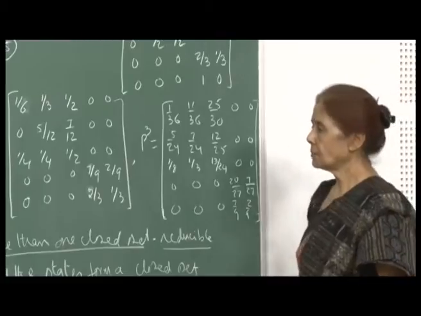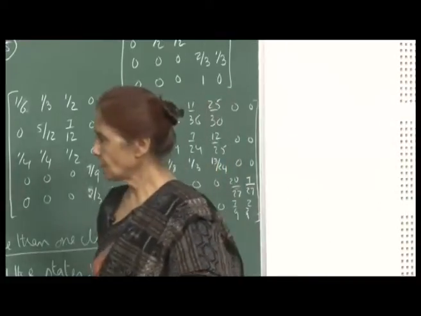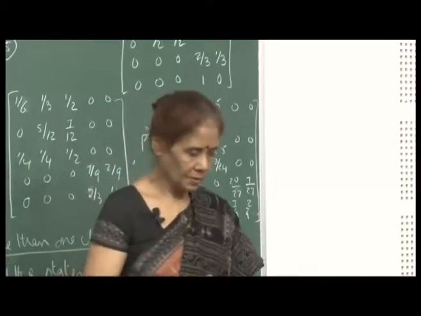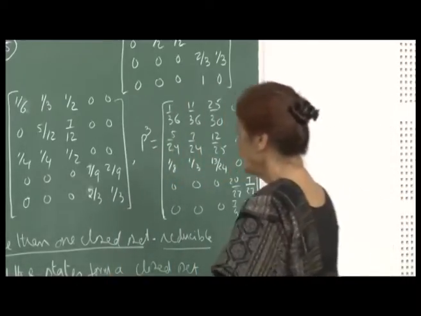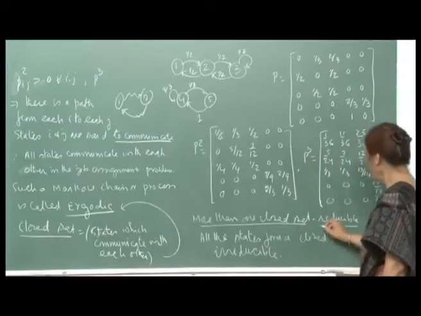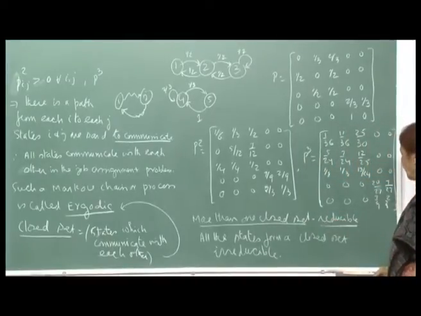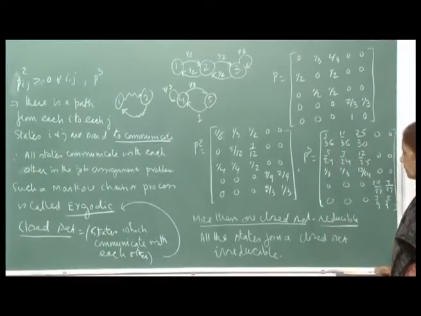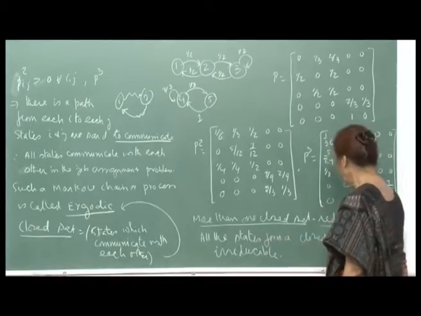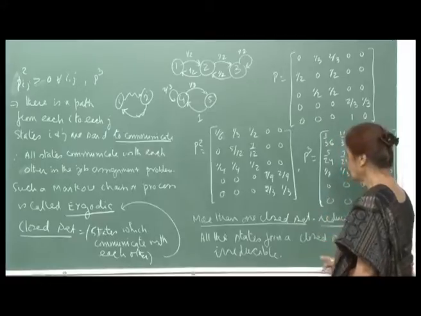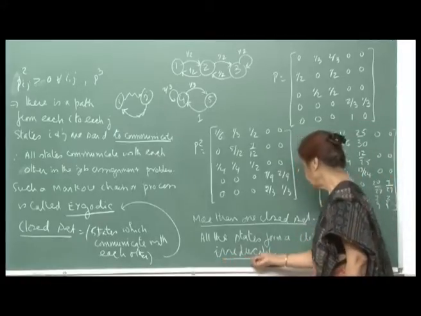So, therefore, this is a situation where all the states do not form a single closed set, and in fact, if you have more than one closed set, we call such a chain or a process reducible. And if all states form a closed set, one single closed set, then it will be irreducible.